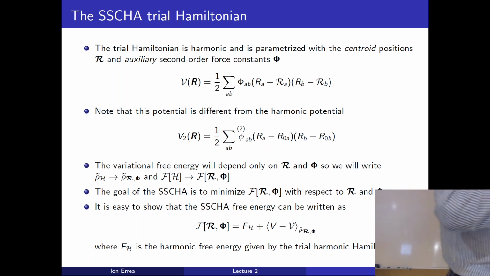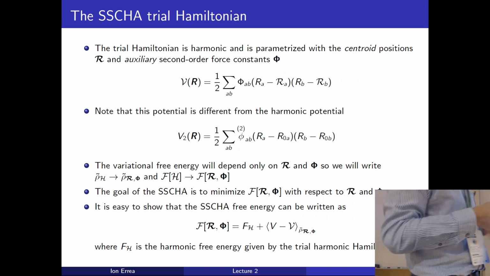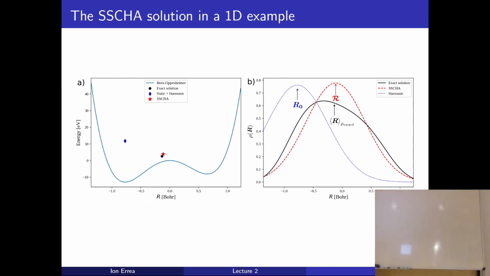So we parameterize the free energy with this set of parameters, centroid positions and auxiliary force constants, and then we need to minimize it. I didn't present this equation, but it's very easy to show that the SSCHA free energy is given by two terms. The first is the free energy of our harmonic trial Hamiltonian, which is analytic and well-defined; you can find it in Ashcroft or any solid state book. The second is the quantum statistical average of the difference between the true potential and our trial Hamiltonian.